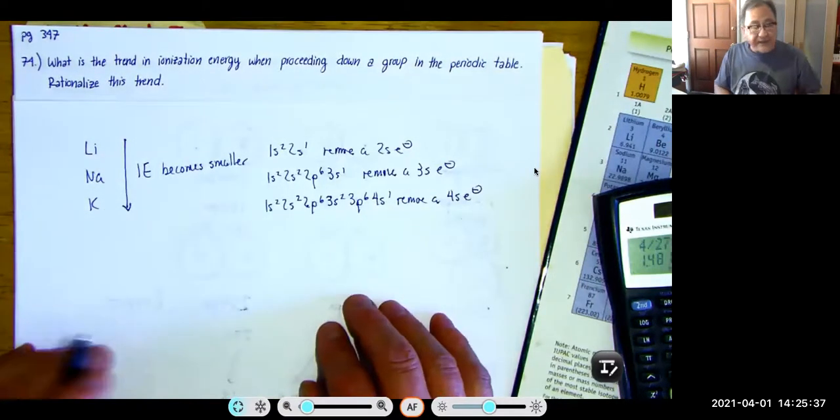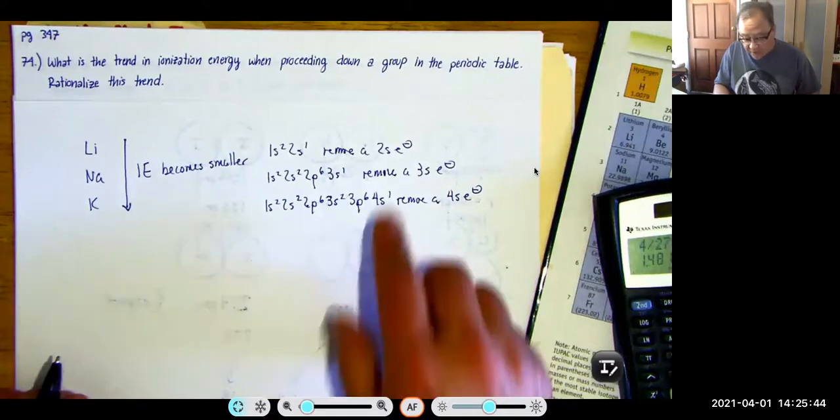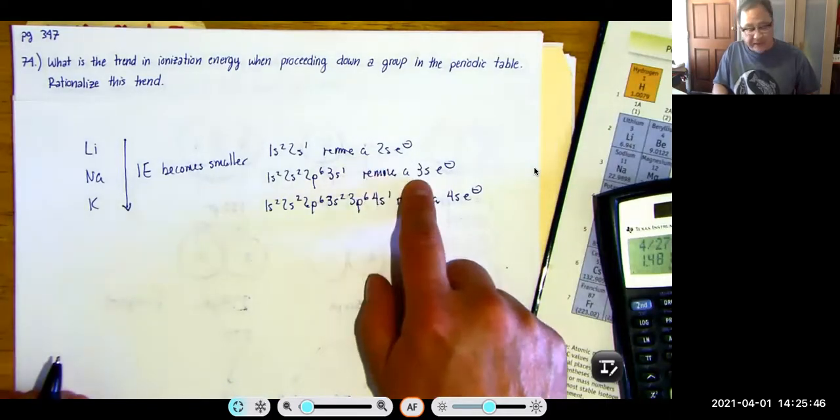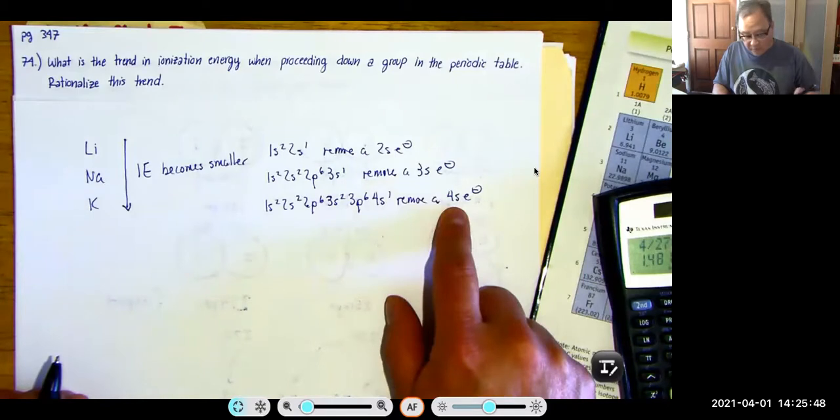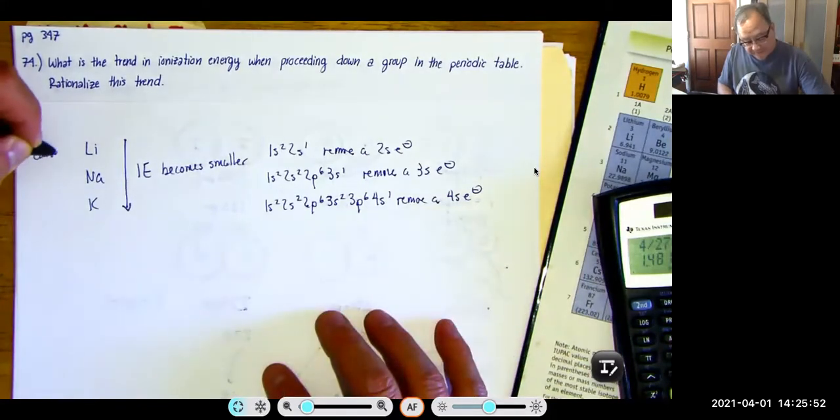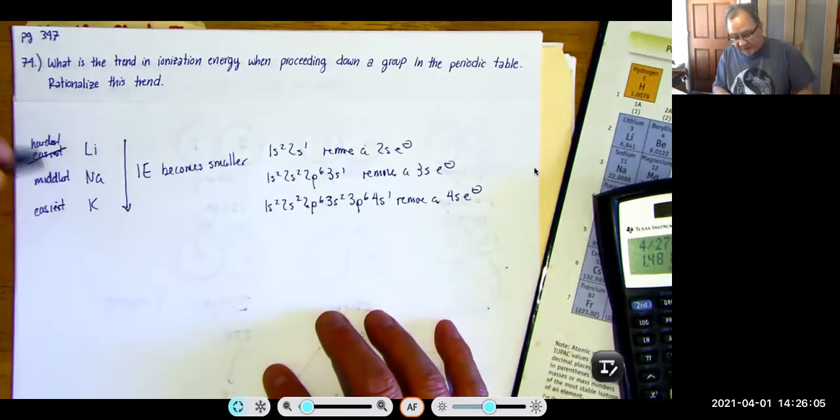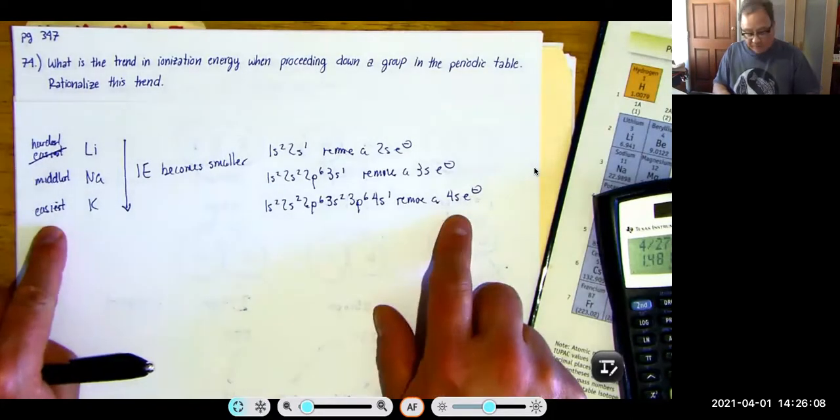So the deal is that it's harder to remove an electron from a shell that's closer to the nucleus. So this one's going to be the hardest, the middle, and the easiest. And the reason this is the easiest is because you're removing an electron that's farther away from the nucleus.